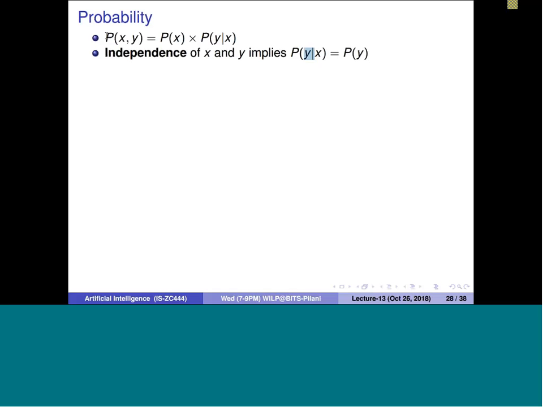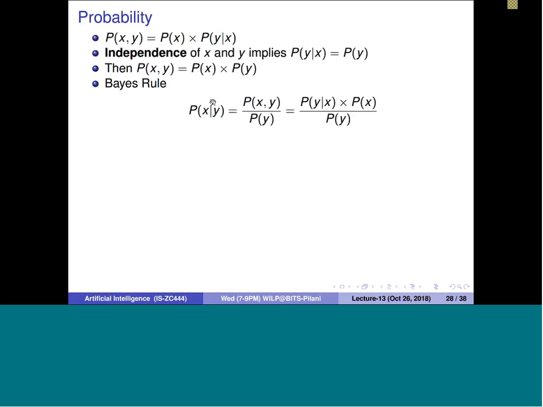Somebody is asking the question, what is the meaning of probability of x comma y? It is x and y, meaning you want both things to happen. Probability of x and y is the probability of x multiplied by the probability of y when they are independent. All right, when they are independent, then this is the case. You know the Bayes rule that we have discussed earlier also, this is the Bayes rule.